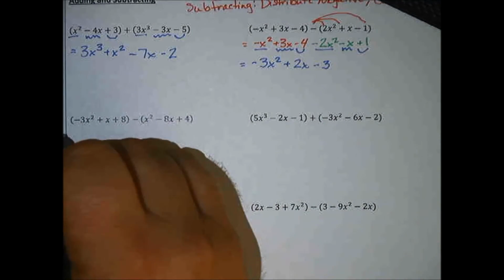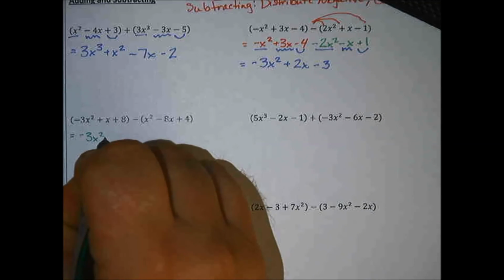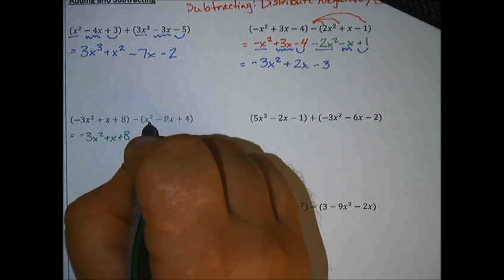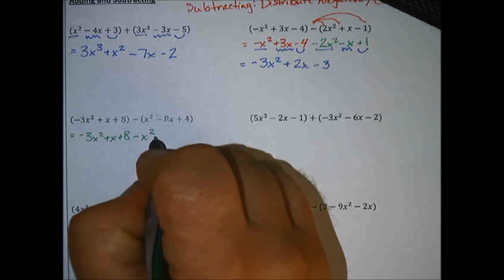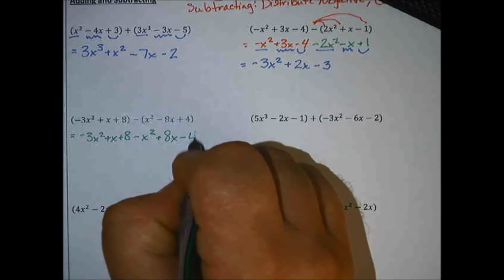So here I am subtracting, so I'm going to rewrite it. Negative 3x squared plus x plus 8. Distribute that negative. X squared becomes negative. Negative 8x becomes positive. And a plus 4 becomes a minus 4.